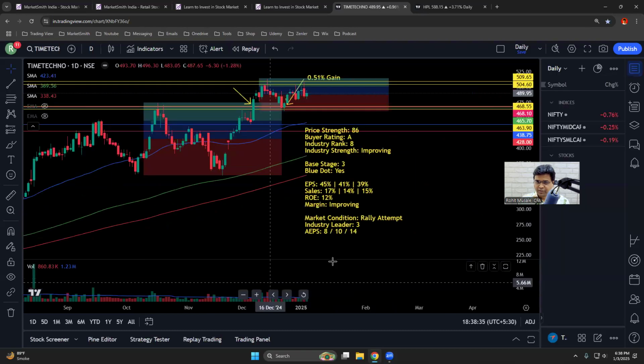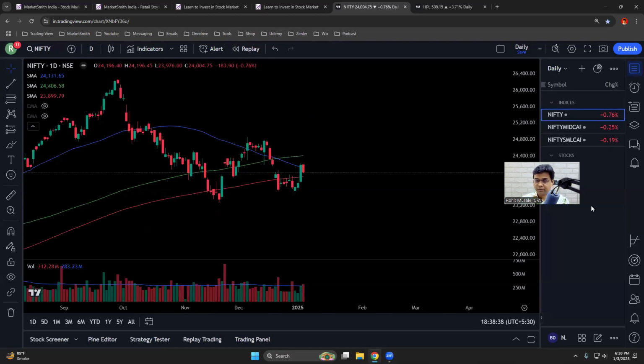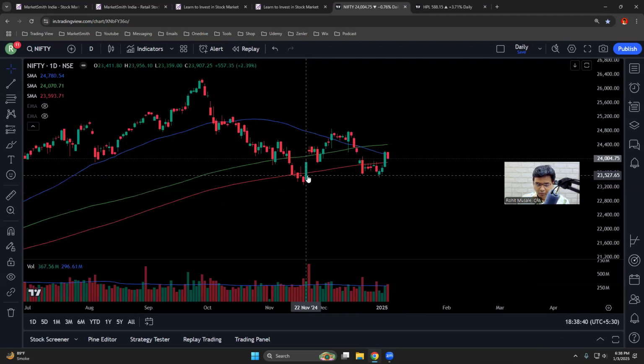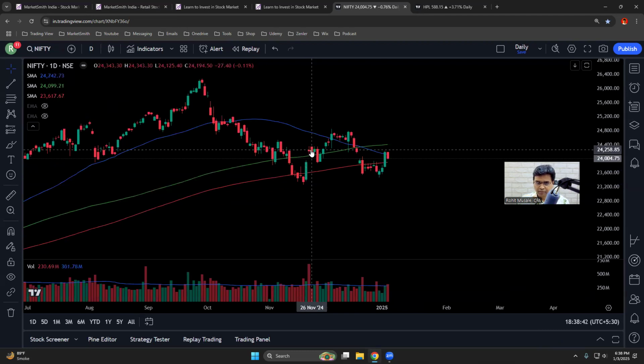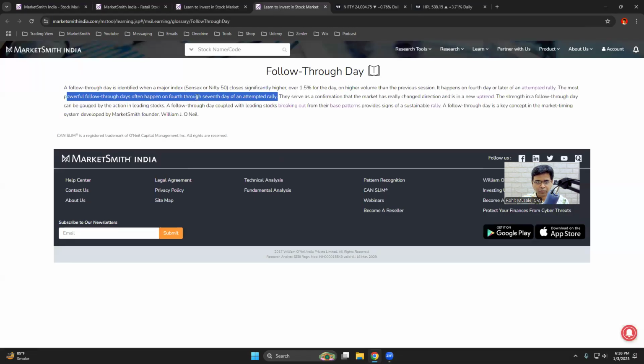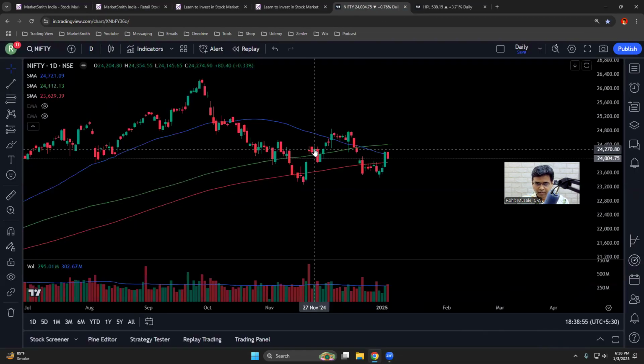So what Market Smith is saying is that their 100 years of research has proven to them that 1, 2, 3. Okay, after this candle, check 4, 5, 6, 7, 8. So from the fourth till seventh day, let's check again. Fourth through seventh day. So candle number 4, 5, 6, 7. Out of these four candles, if one of the candle is 1.5% above the previous day close on a higher volume than the previous session, then the probability of a confirmed uptrend is very high.